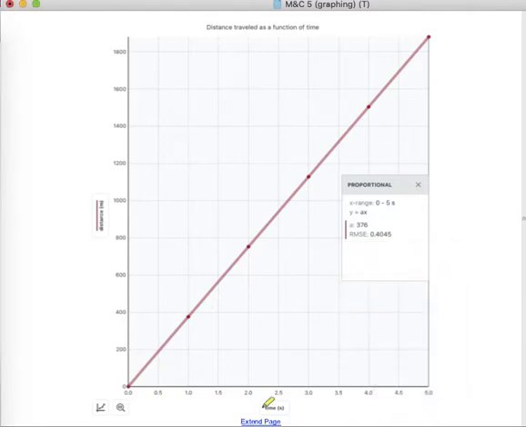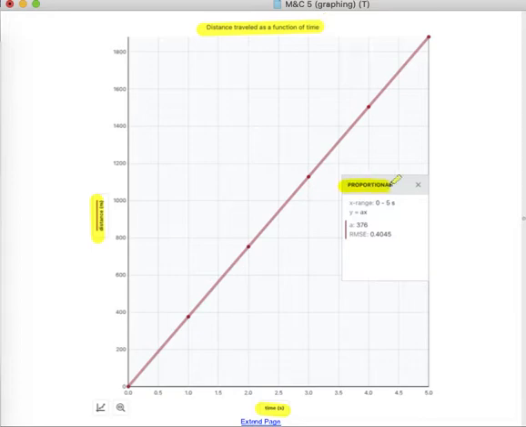I have time, the independent variable, on the x or horizontal axis. I have distance, the dependent variable, on the vertical or y-axis. I have an informative title. Distance traveled is a function of time. A good general title for a scatter plot is how the dependent variable depends on the independent variable. How distance depends on time.